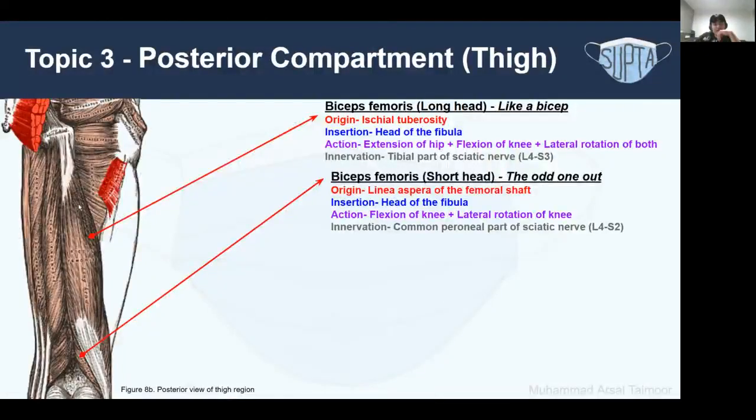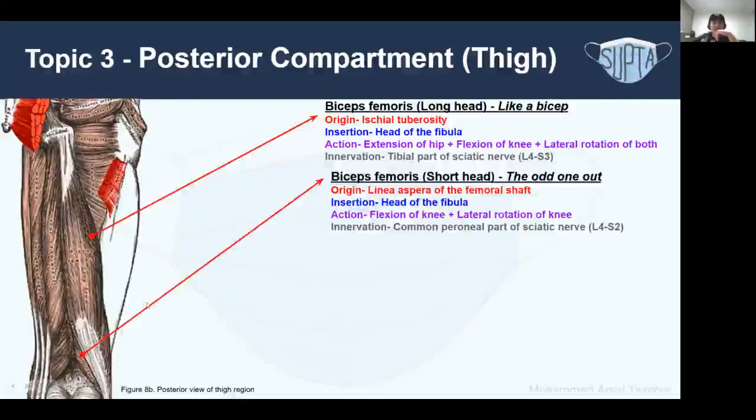The femoris is like a bicep, obviously in the name, like the biceps brachii, you've got the biceps femoris. And the origin is the ischial tuberosity. The insertion is the head of the fibula. And you can sort of see now, because it's originating from the hip and inserts onto the fibula, what it does.